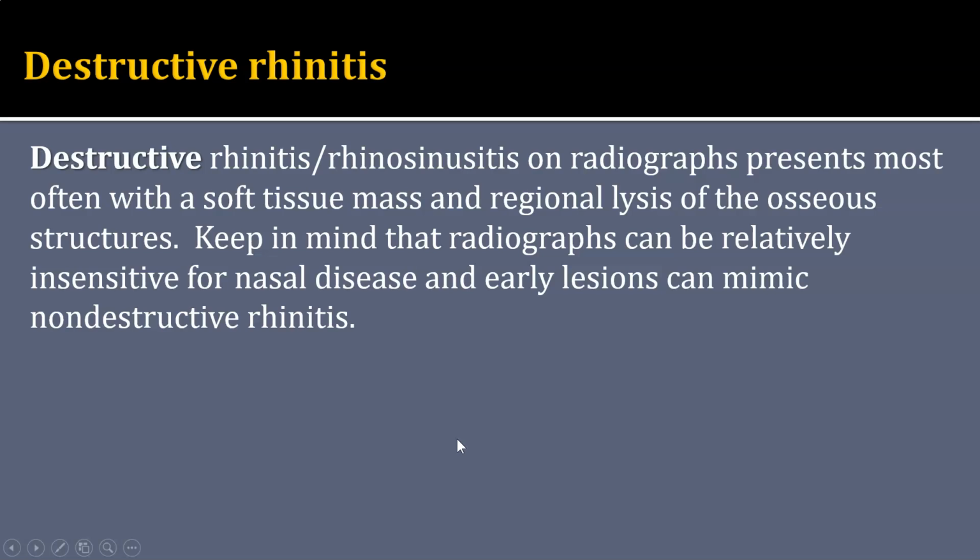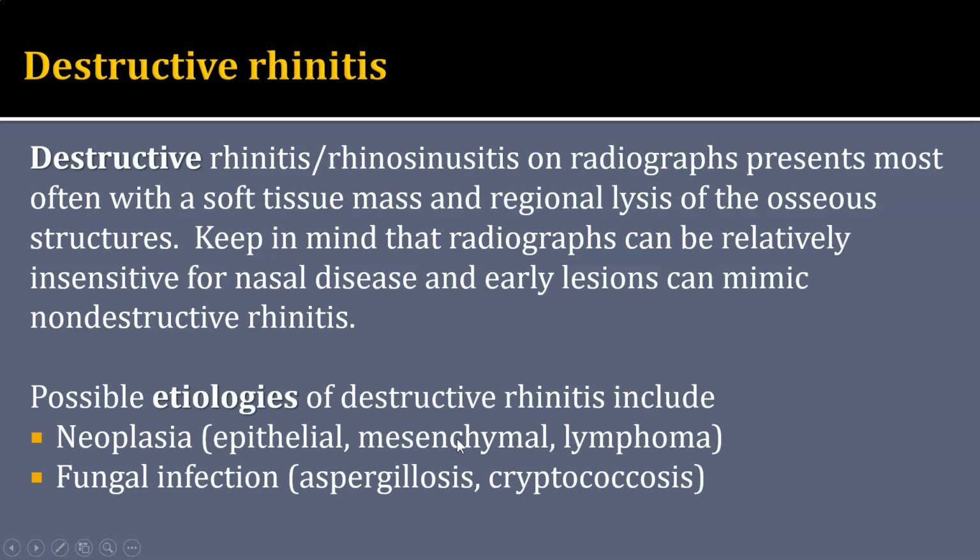We have talked before that we have to have quite a bit of lysis in order to see it on radiographs. And we also have to have a pretty big mass for us to identify it on radiographs. So very early lesions of destructive rhinitis could mimic what we've already seen on non-destructive rhinitis. There really aren't a lot of etiologies for destructive rhinitis. So an important thing to think about is neoplasia whenever we identify destructive rhinitis.